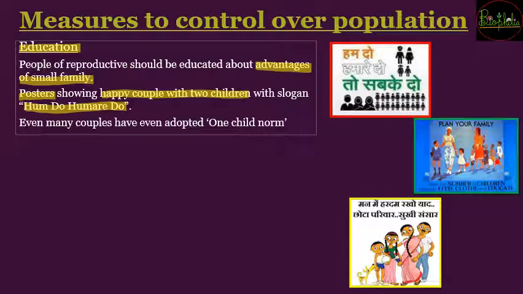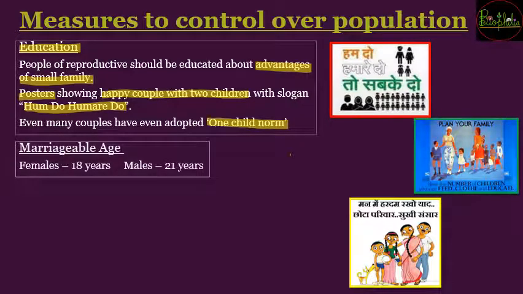Next, there were many people who even adopted the one child norm. The fewer the children, during that time of the independence era, these systems were started so that the government could take very good care of the limited population. If population keeps increasing, resources would get lowered, and then there could be many problems in the country. So it was very necessary so that overpopulation does not occur and the welfare of the country's citizens can be taken care of. Next was marriageable age.